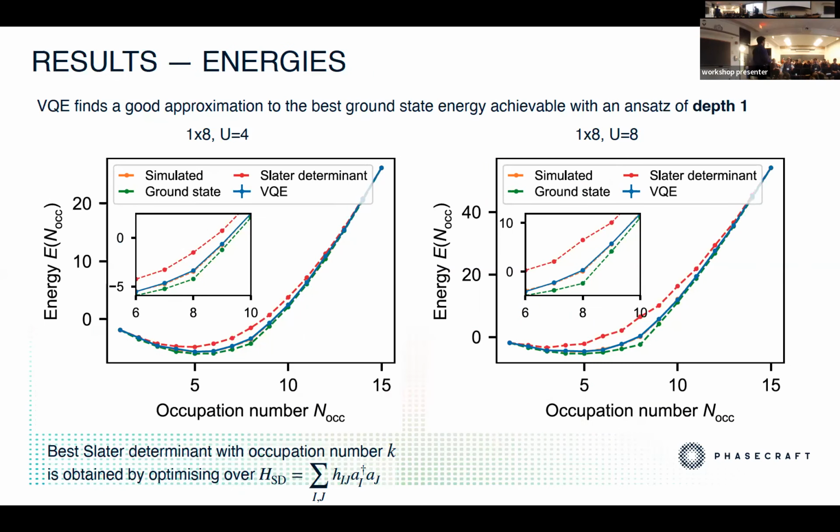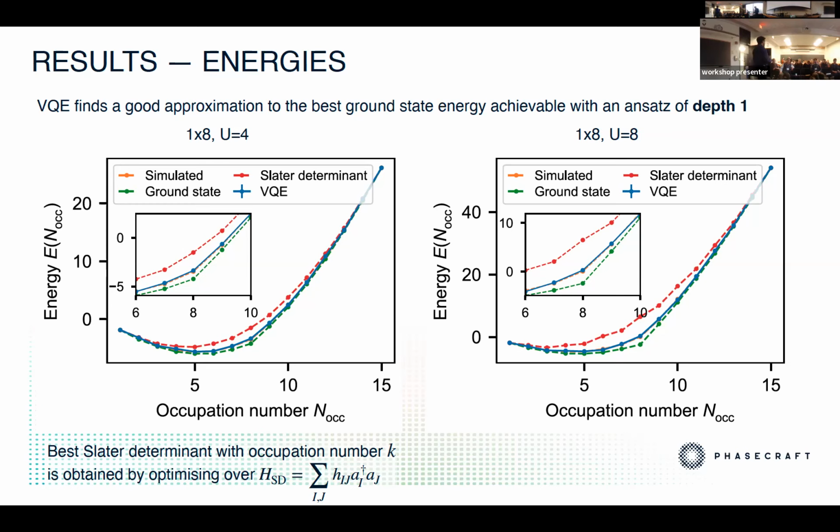Okay, finally, let's discuss a bit our results. Here we start by comparing the energies we obtained in our experiments. Then we compare this energy with the exact ground state energies of the Fermi-Hubbard model, with simulated energy, meaning an ideal simulation of our experiment without noise, and what we call the Slater determinant approach, which is just the best Slater determinant in terms of energy minimization that can be found. It corresponds to the best mean-field approach one can think about in this case.